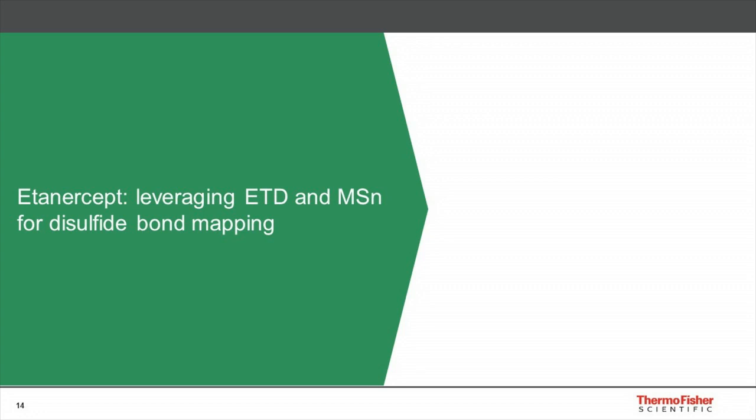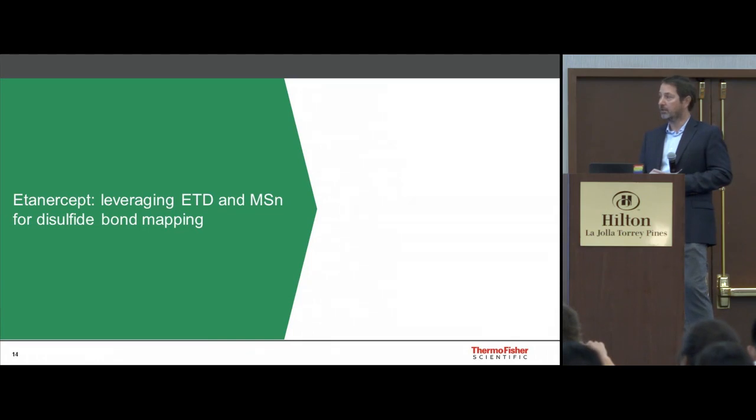So now, still on Etanercept, we're going to look at disulfide bonds. On the Tribrid, you have ETD, but you also have an ion trap, which gives you the possibility to do MSn. So how could you use it for characterization?